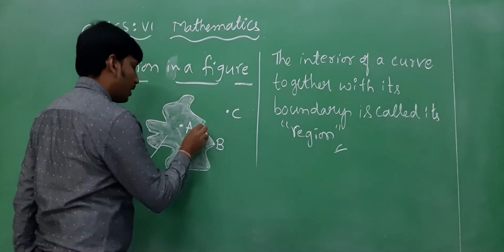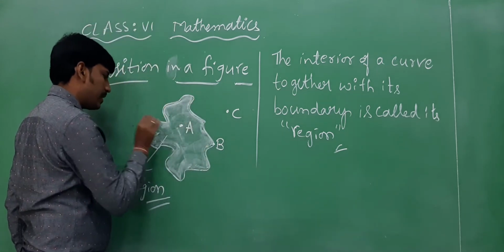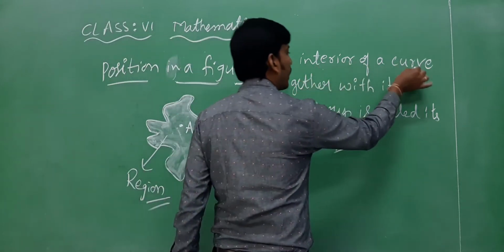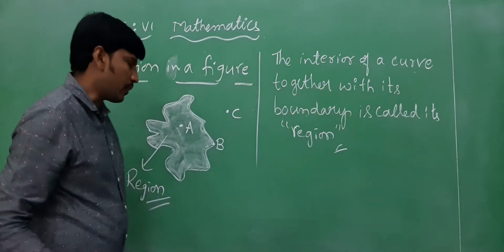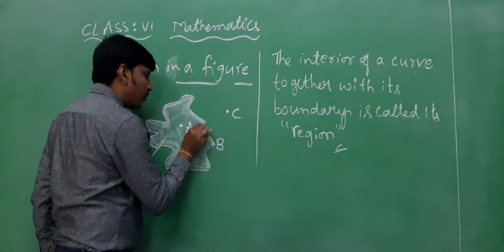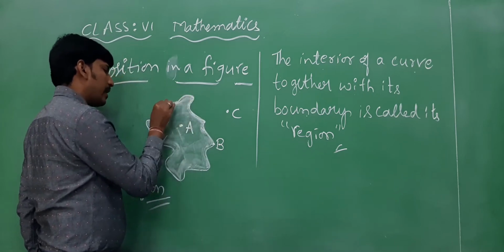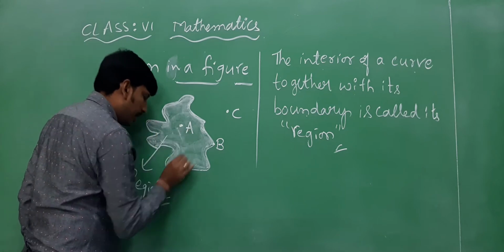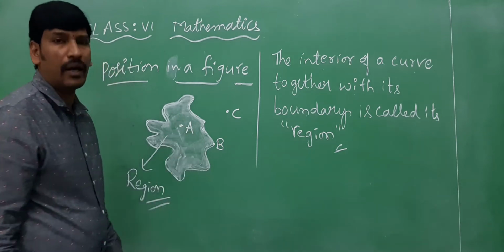So this shaded part is nothing but a region. This is clear, children? What is the region here? The interior of a curve together with its boundary. Along with the boundary also we can call it a region. All this boundary and interior of the shape or figure is called its region.